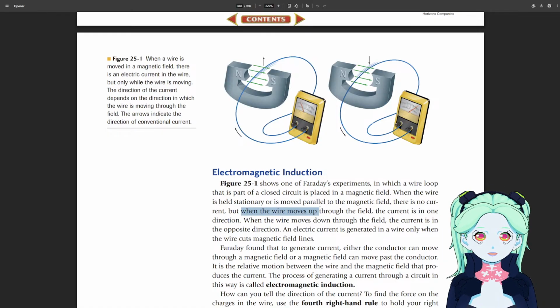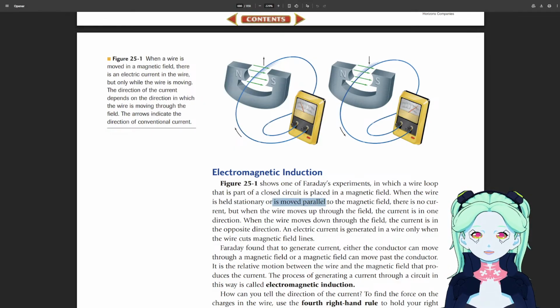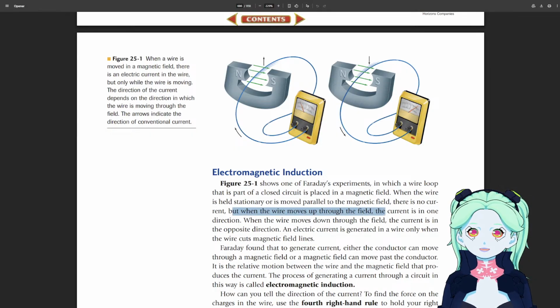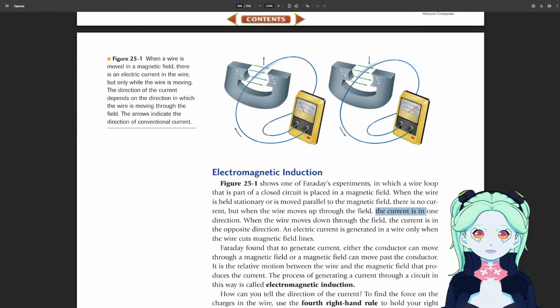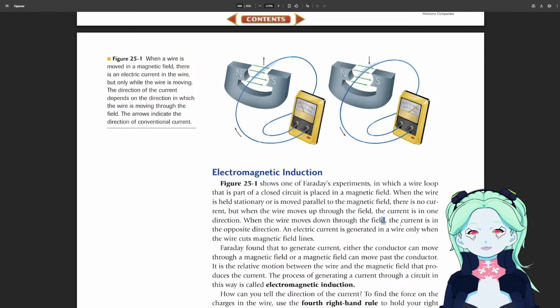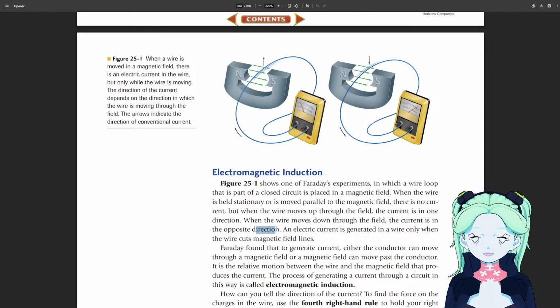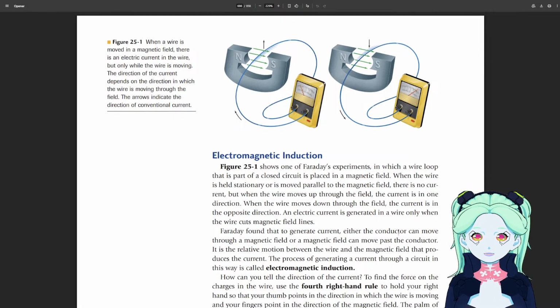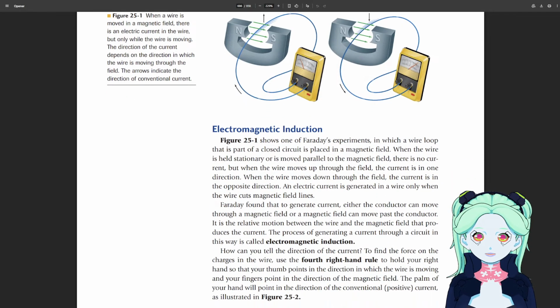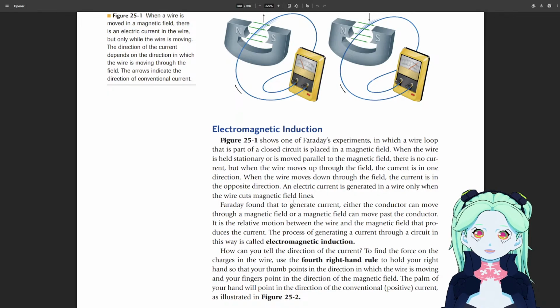When the wire is held stationary or is moved parallel to the magnetic field, there is no current. But when the wire moves up through the field, meaning perpendicularly, the current is in one direction. When the wire moves down through the field, the current is in the opposite direction. An electric current is generated in a wire only when the wire cuts magnetic field lines, meaning moving perpendicularly.